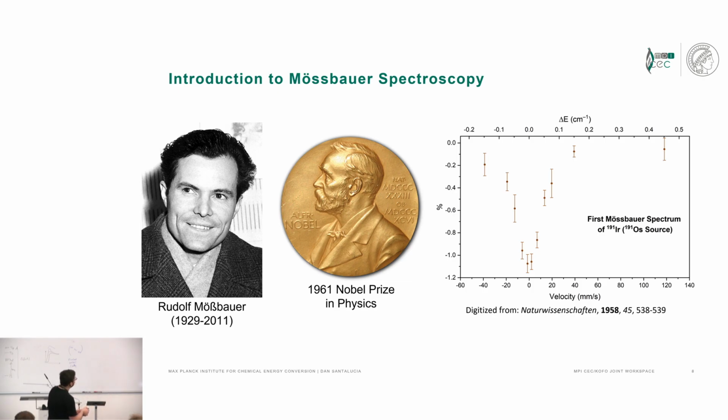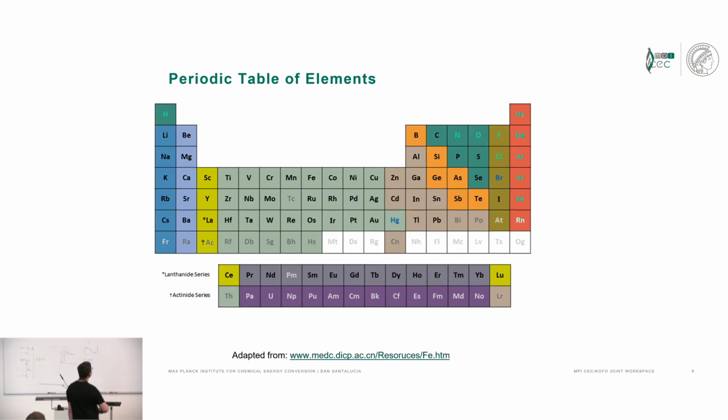And what you see is that this transition has a full width at half max of like 0.1 wave numbers. Compare that to UV-vis, where you're dealing with hundreds or even thousands of wave numbers in line widths. So this is really, really sharp.